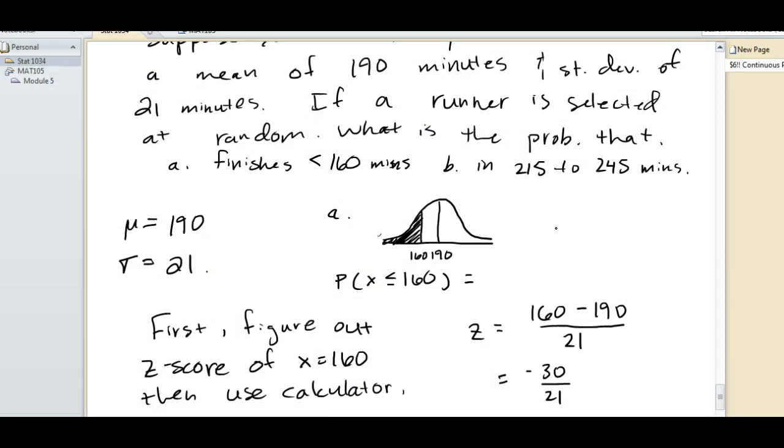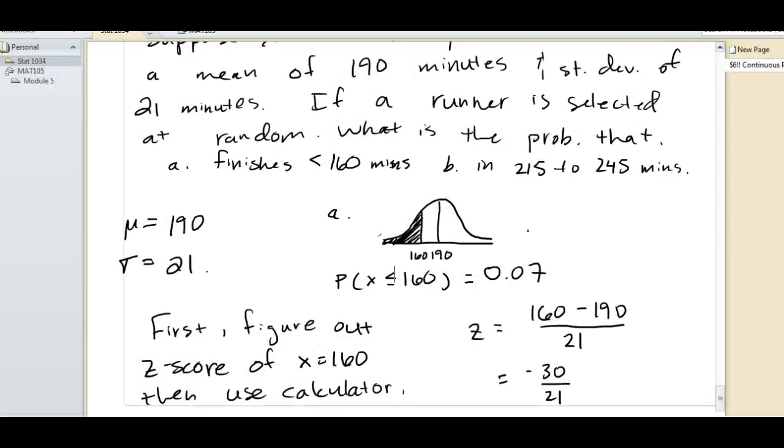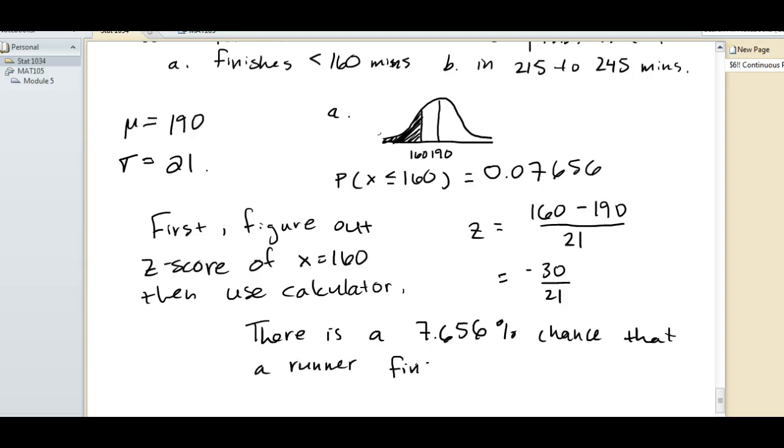So the probability is that value we got right there, about 7%, 0.07656. Or we would say there is a 7.656% chance that a runner finishes in less than 160 minutes.